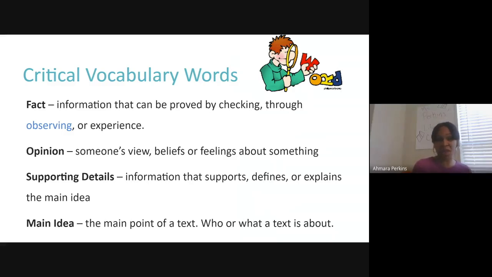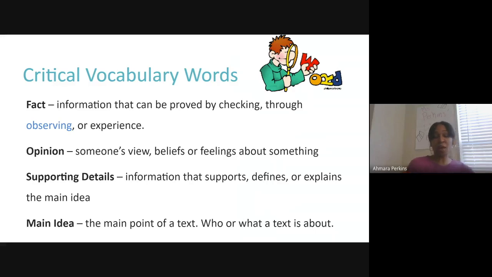main idea. So a fact is information that can be proved by checking in a book, through observing, which means we're watching, just by watching something, or experience. Opinion is someone's view, beliefs, or feelings about something. Supporting details are information that supports, defines, or explains the main idea. And then main idea is the main point of a text, who or what a text is about.